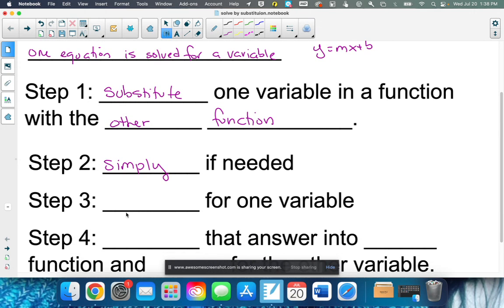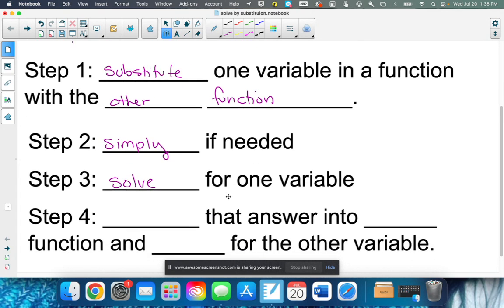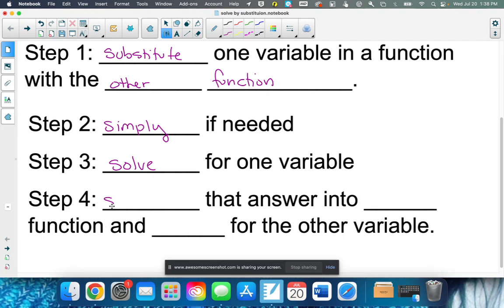And then because now you only have one variable in an equation, you are going to solve for that one variable. And then you are going to substitute again. When you solve for that one variable, you're going to substitute that answer back into one of your functions and solve for the other variable. So again, go ahead and get those steps down. And again, they'll make a little bit more sense when you see the steps that we're doing.